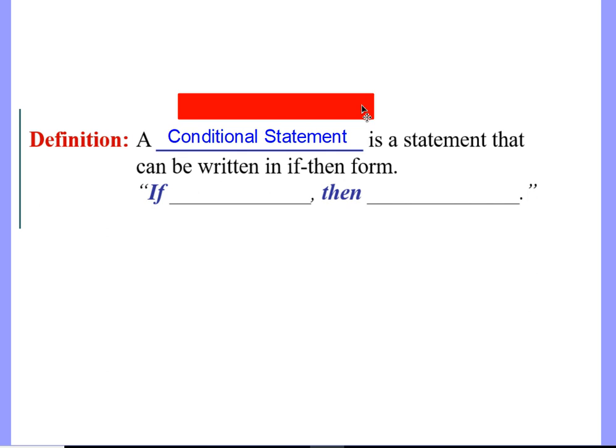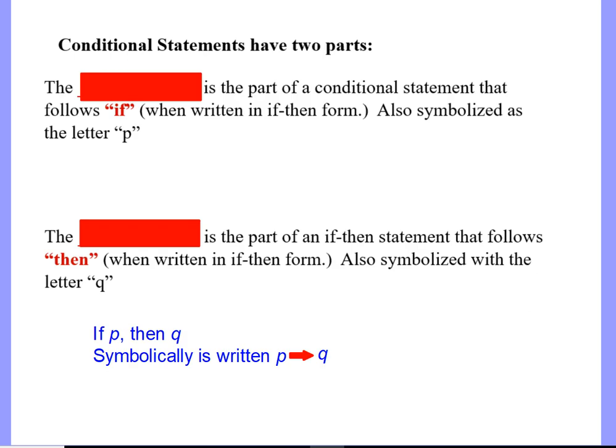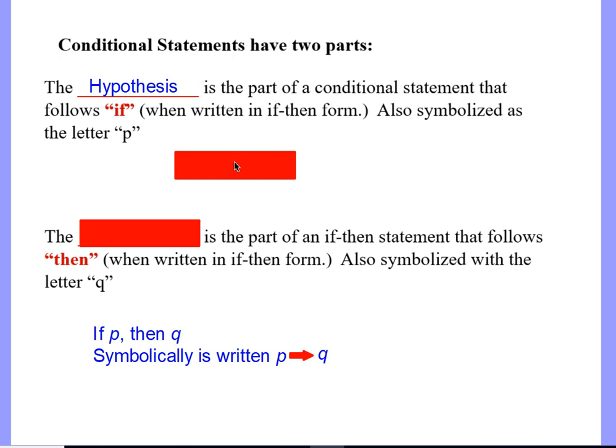And so if we look at the parts of a conditional statement, it's broken down into two parts. And you may recognize this from your chemistry or your science classes, that the if portion is called your hypothesis. Okay, that's the if portion. So if blank, blank, blank happens, then it will result in something else. We call that the hypothesis side of things, and it's symbolized with our letter P.